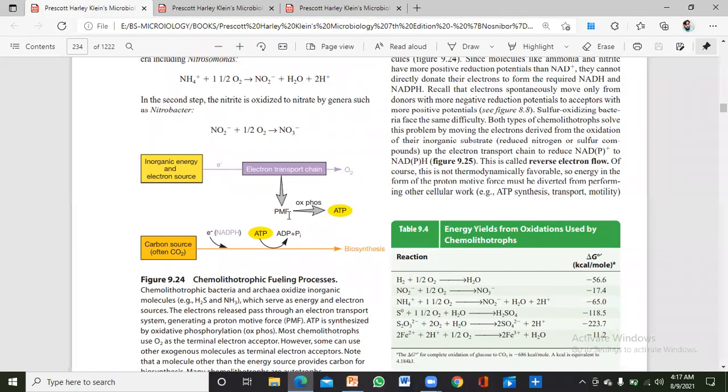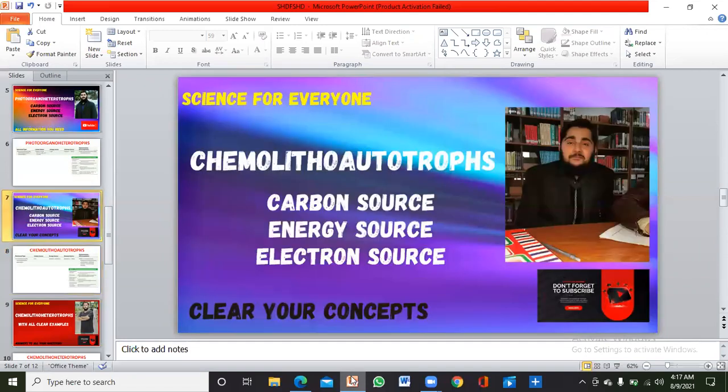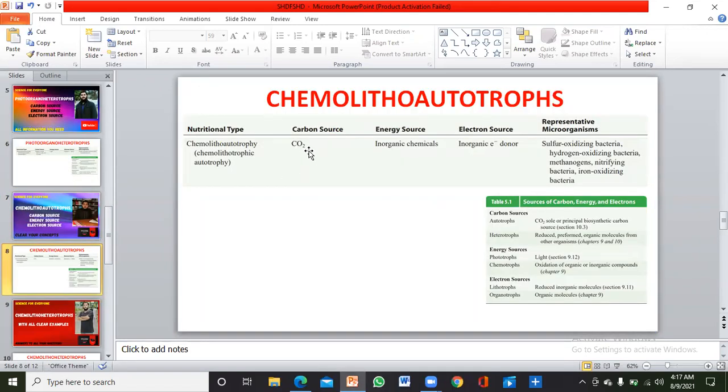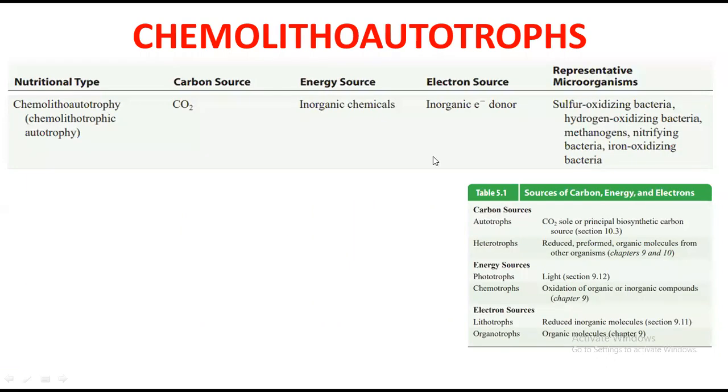Look here, this is the chemolithotrophic fueling process. First of all, the carbon source is carbon dioxide, meaning that it can perform photosynthesis. As you know, in the light reaction, the electrons are transferred and the ATP and the NADPH are produced. After that, in the dark reaction, CO2 is taken by the microorganism and used, and glucose, C6H12O6, is produced. So this is a very simple definition of photosynthesis, and photosynthesis can be performed by these chemolithotrophs. Keep this in your mind.